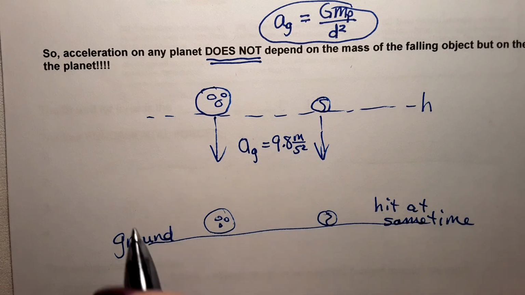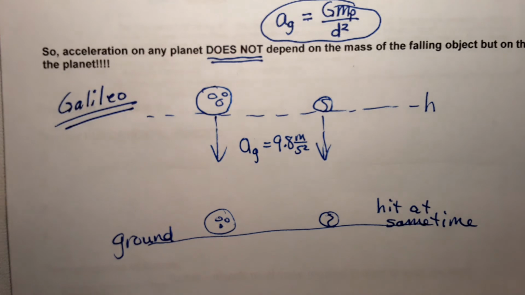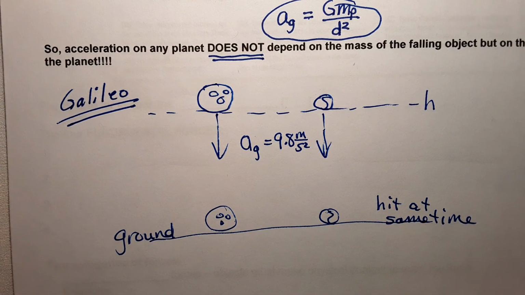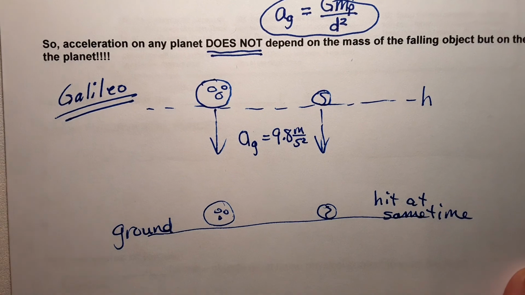Okay. In fact, it was Galileo who first figured that out. He took some objects up to the top of the Leaning Tower of Pisa in Pisa, Italy, and he showed that one big mass, one small mass, if he dropped them at the same time, they hit at the foot of the tower at the same time. He showed that. Pretty cool stuff, huh?